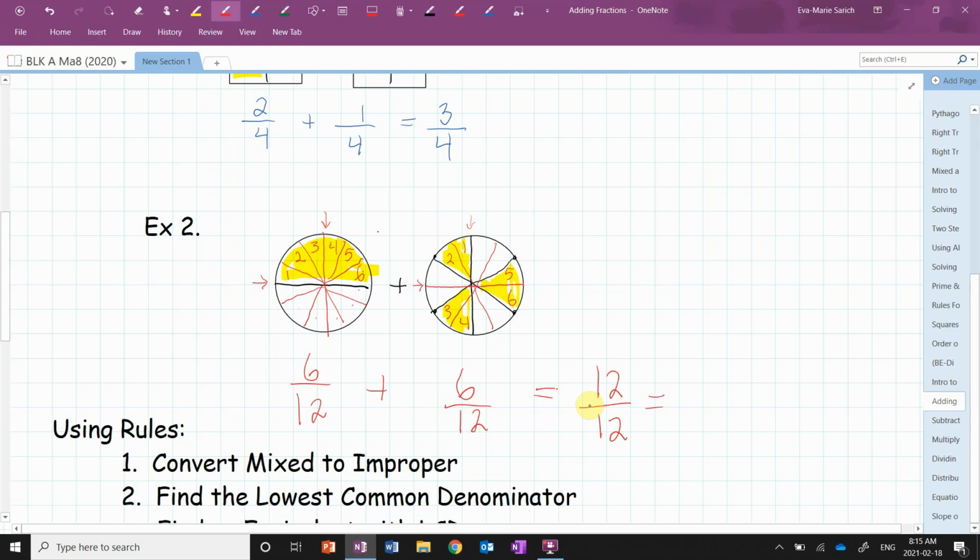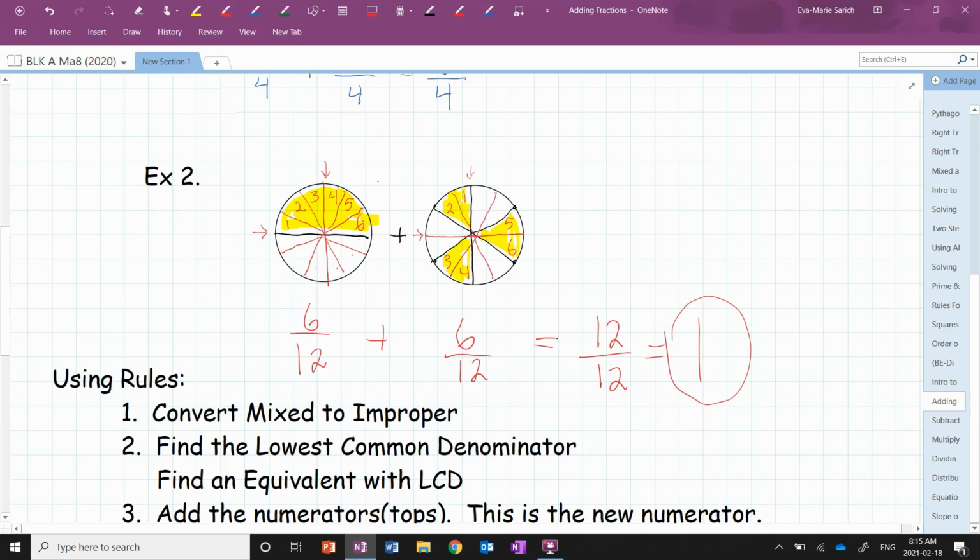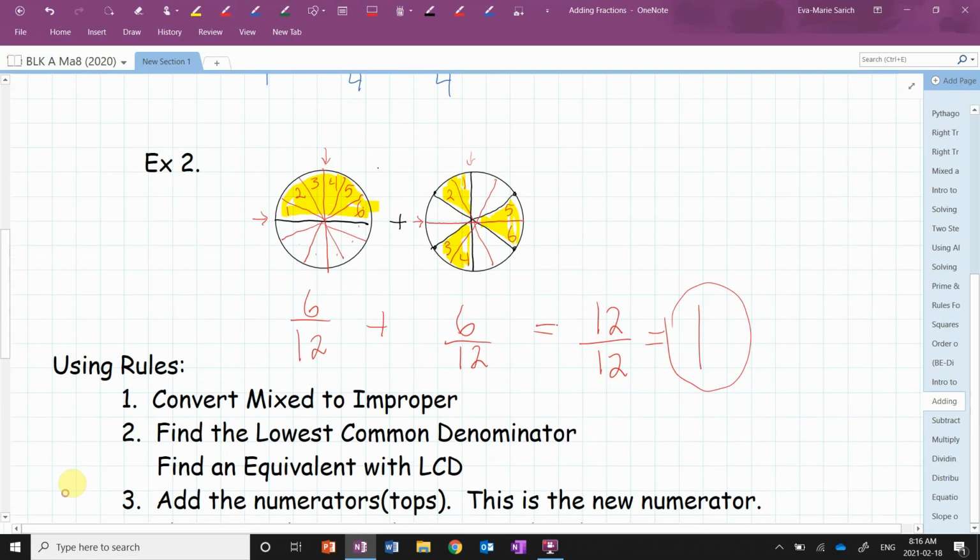Now, 12 over 12 can actually be reduced, right? Because 12 in the bottom can go into 12 at the top once with none left over. So our final answer is going to be 1 whole pizza. It should make sense. 12 pieces out of a pizza cut into 12 would be the whole pizza.